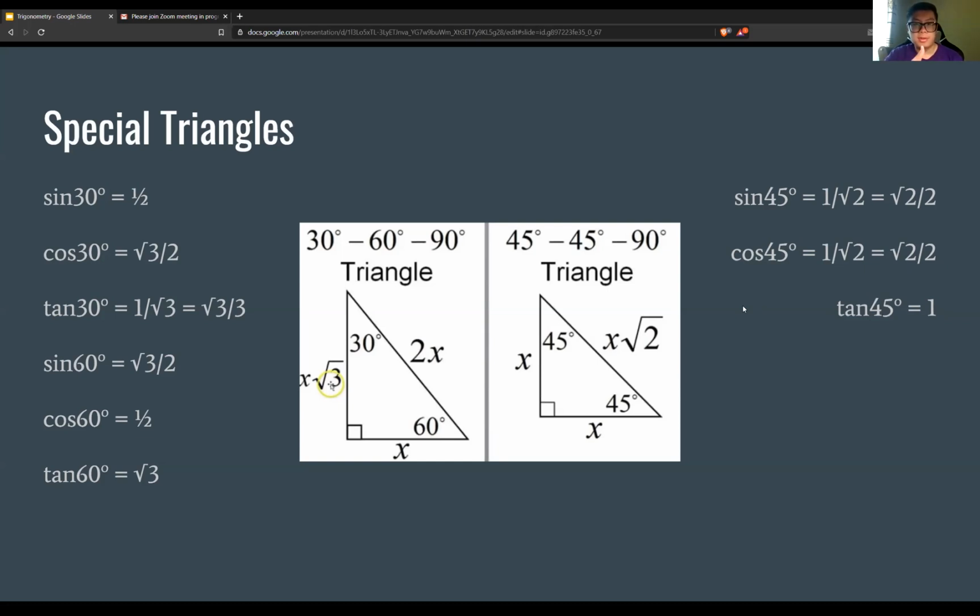So give me a thumbs up if you understand these special ratios. Give me a thumbs up if you understand how I got these numbers right here and right here. Okay, looks good. That's a lot of thumbs up.